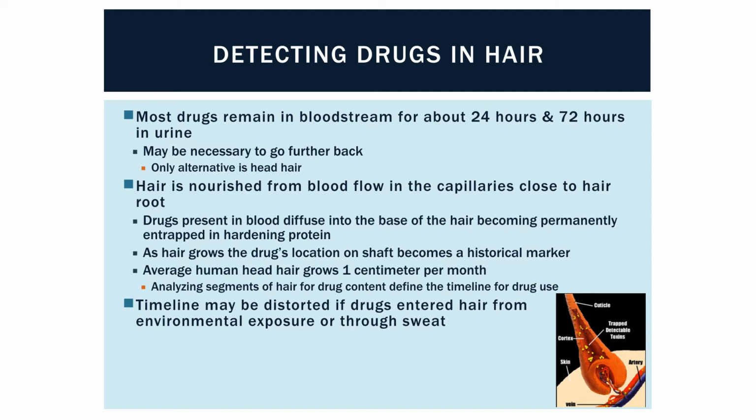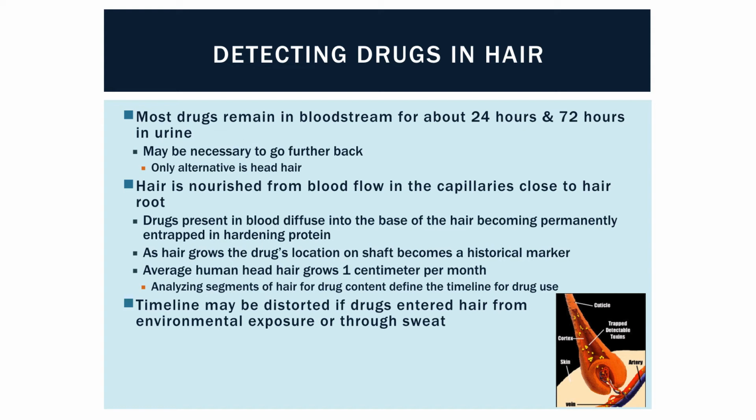So it may be needed to go further back in the history, and the only viable alternative is head hair. The hair is nourished from blood flow to the capillaries that are close to the root, and when there's drug present in the blood, it diffuses into the base of the hair. As that hair grows, it becomes permanently entrapped in the hardening proteins that are forming the hair. And so it becomes located on the shaft and becomes kind of like a historical marker, a timeline.